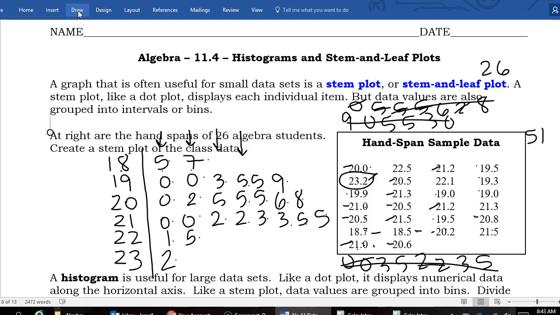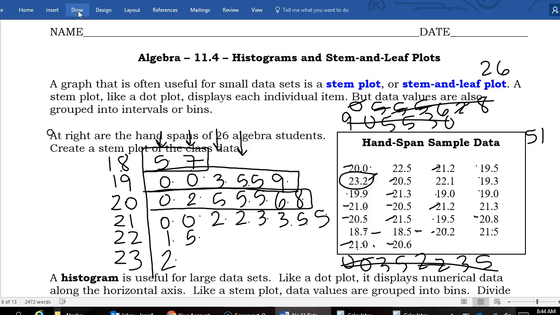So this is my completed stem plot. So we can see most of my values are in the 21s, right? 21.0 all the way up to 21.5, because that was my longest list of numbers. If you think about this, it's a histogram, which we're going to talk about next, or a bar graph turned on its side. So we would have 2 in the 18s, and then a 6 tall bar in the 19s, and a 7 tall bar in the 20s, and so on and so on.